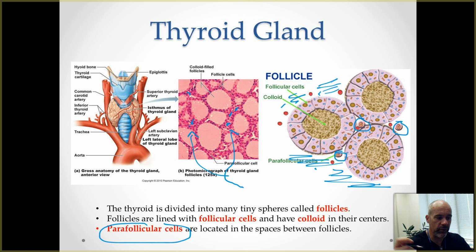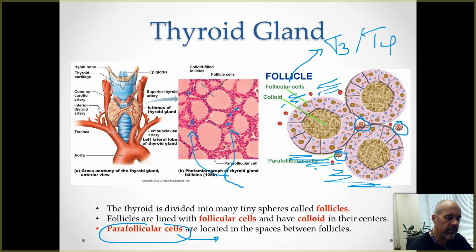Over on the physiology side, we'll talk about how your follicular cells make T3 and T4. Those are your main thyroid hormones. And these parafollicular cells make calcitonin, which is a hormone that actually doesn't have normal functions in human beings. It does have functions in calcium homeostasis in other types of mammals. But we'll talk more about that over on the physiology side. So do know the difference between the follicular cells and the parafollicular cells. Know what the follicles are, and know what colloid is. That's that jelly-like substance that fills up the inside of those follicles.